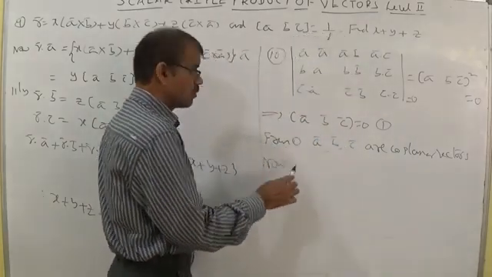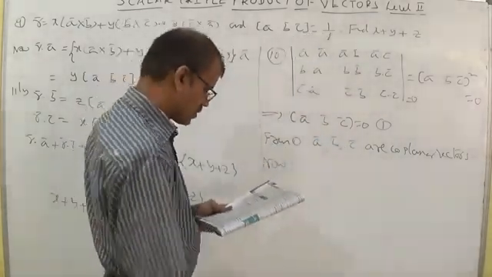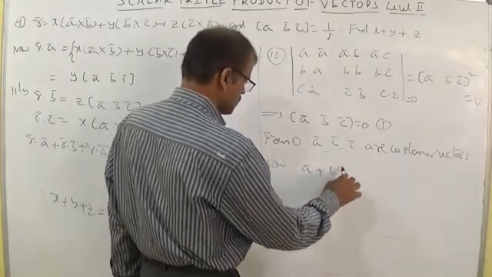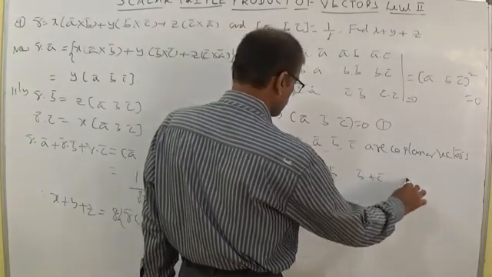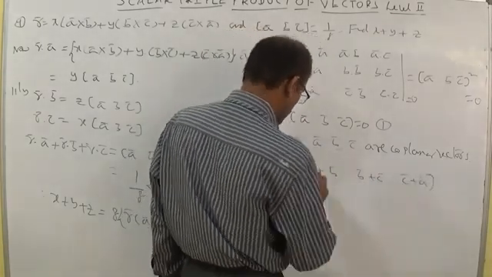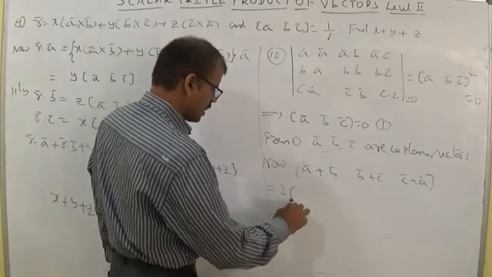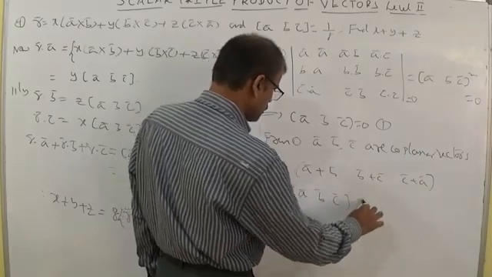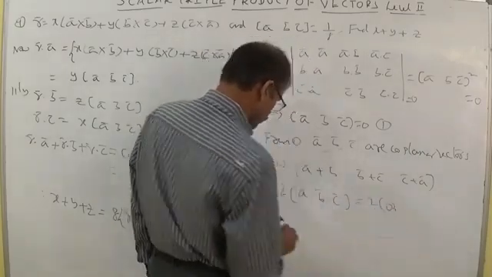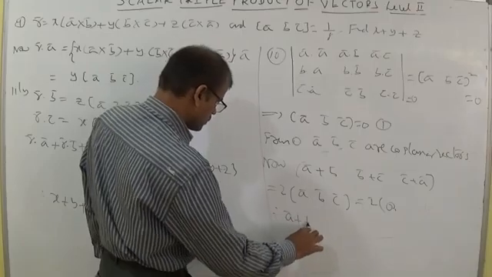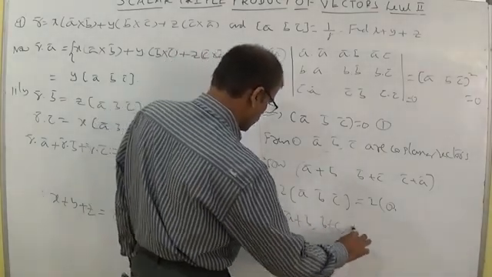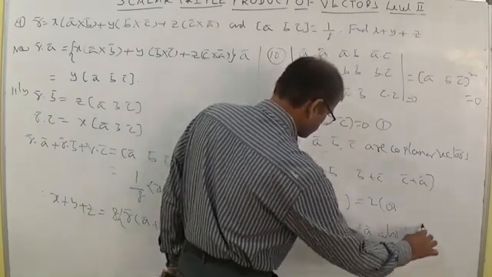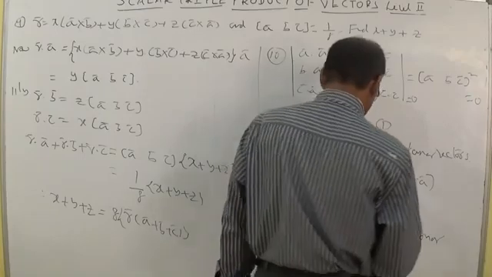Now, after completion of this one, we should discuss A plus B, B plus C, C plus A. You should calculate the box. Yesterday, we calculated this as 2 into box ABC, so 2 into 0 you can write. Therefore, A bar plus B bar, B bar plus C bar, C bar plus A bar are also coplanar, because box ABC equals 0.